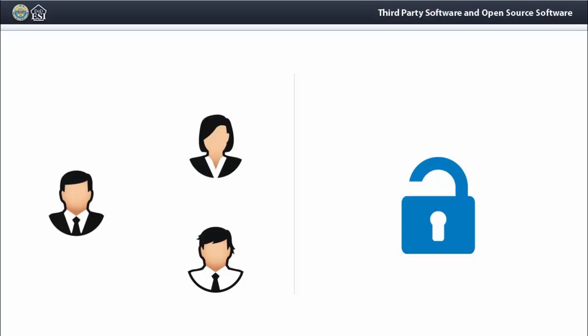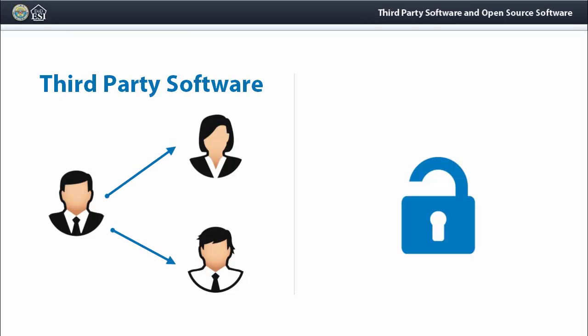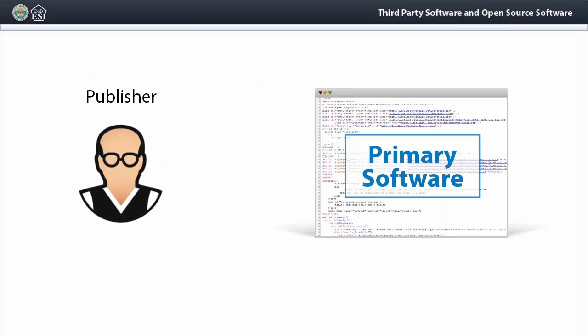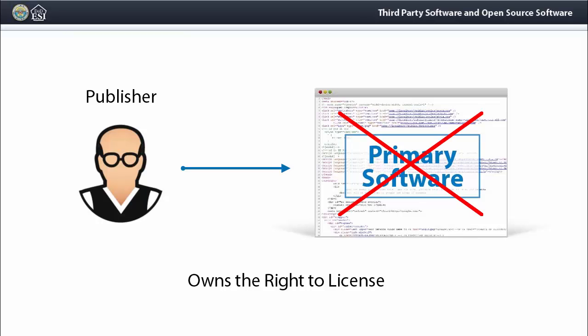In this tutorial, we will provide a high-level summary of third-party software and open-source software. When buying a license to commercial off-the-shelf software, the assumption is that all of the software was created by the publisher. Therefore, we also assume the publisher owns the software, including the rights to grant us a license to use the software. It turns out that in many cases these assumptions are not true.